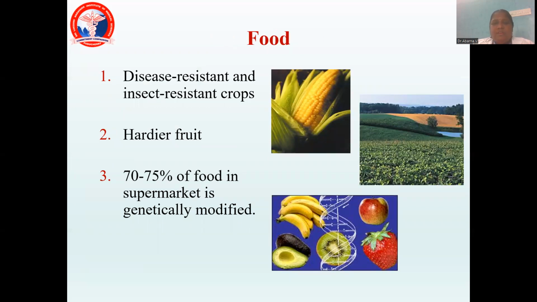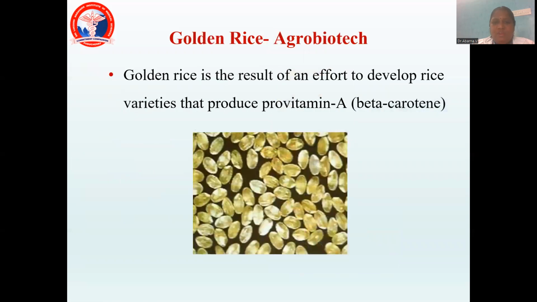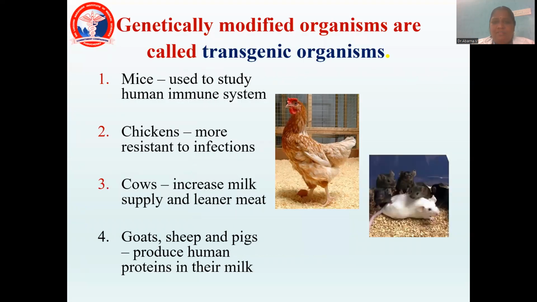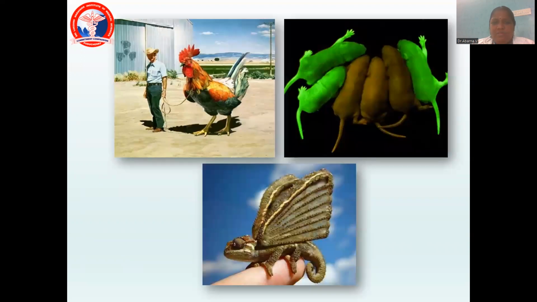So genetic engineering is very useful in the food industry also. Almost 70 to 75% of the food in supermarkets is genetically modified. So they have started producing hardier fruits, and drug-resistant, disease-resistant, and insect-resistant crops with the help of genetic engineering. For example, they are producing golden rice, which produces provitamin A. These are the transgenic organisms generally produced with the help of genetic engineering. So these are a few other examples of transgenic organisms.